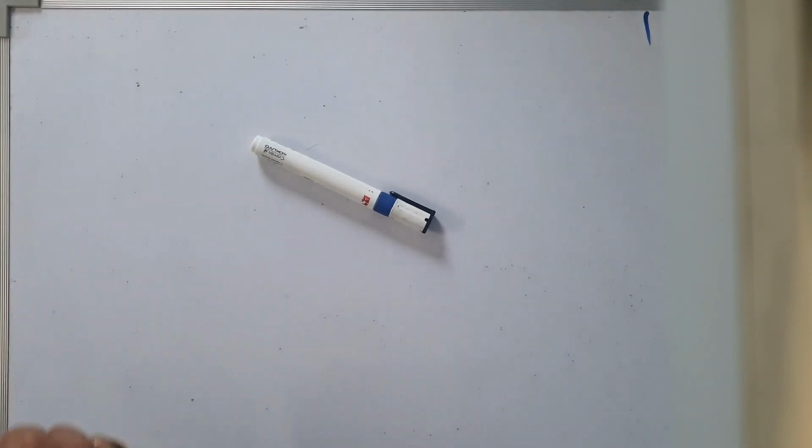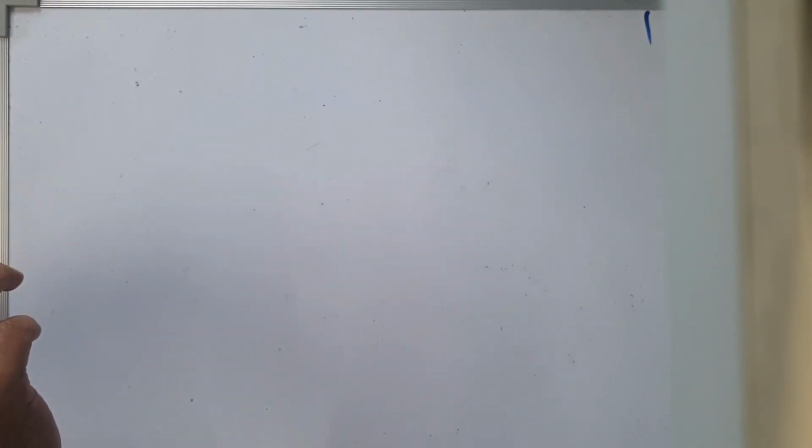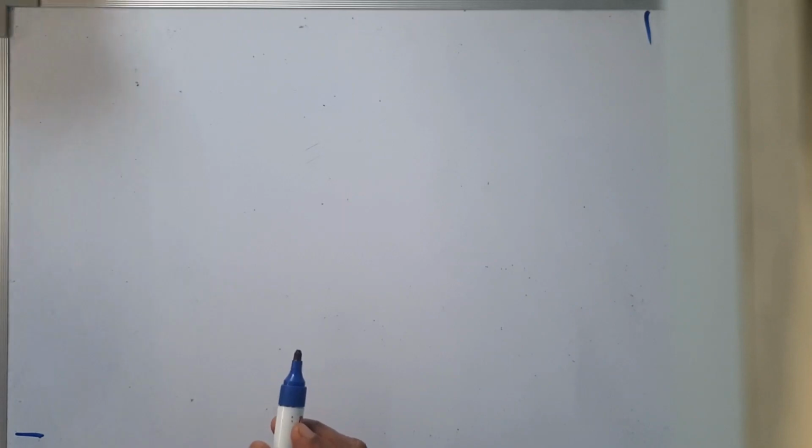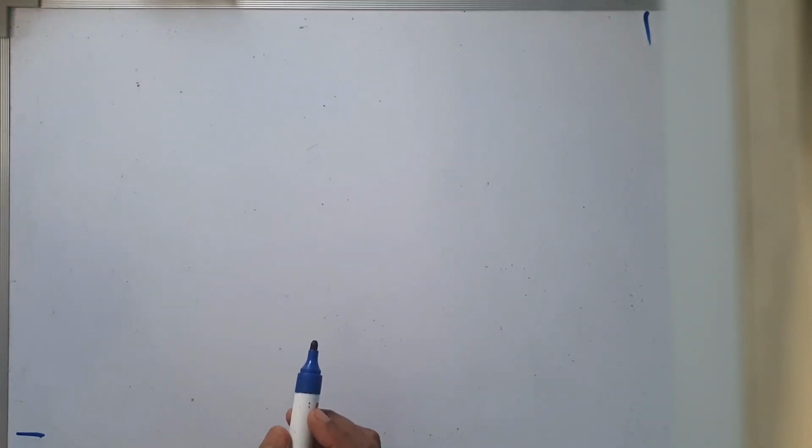In the last video, we discussed the SI supplementary unit of plane angle, that is radian, and its relation with the commonly used unit degree. Now we are going to discuss the physical quantity solid angle, and its supplementary unit in SI. It is called steradian.